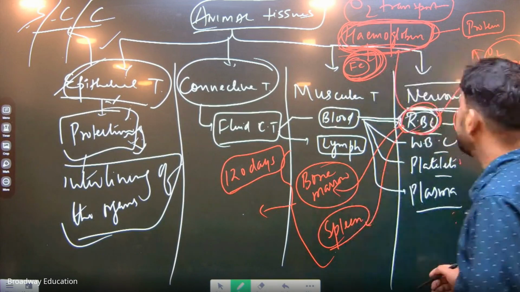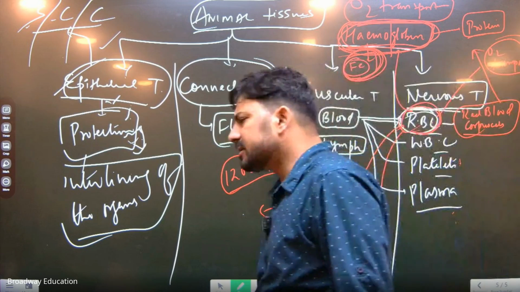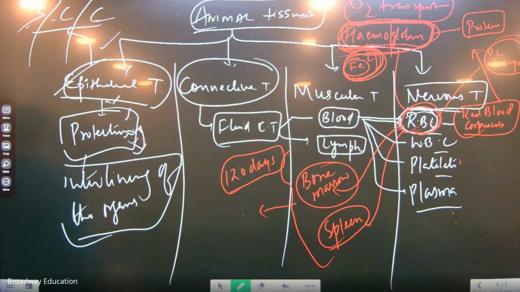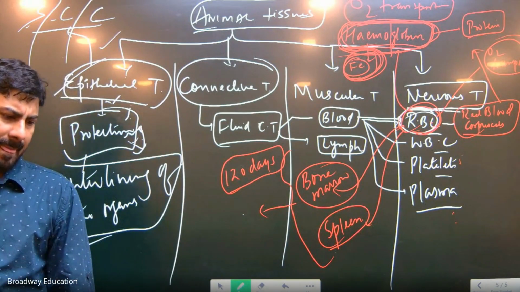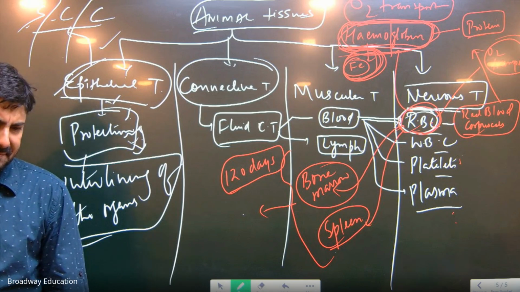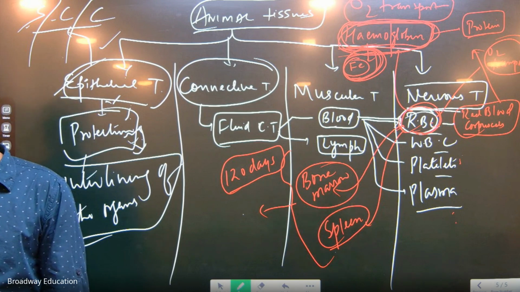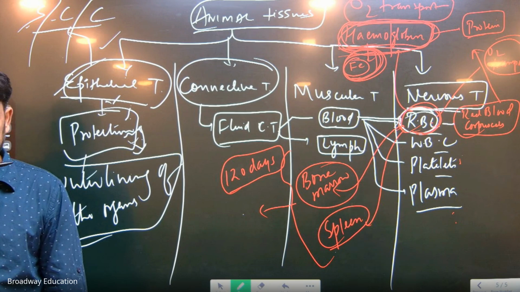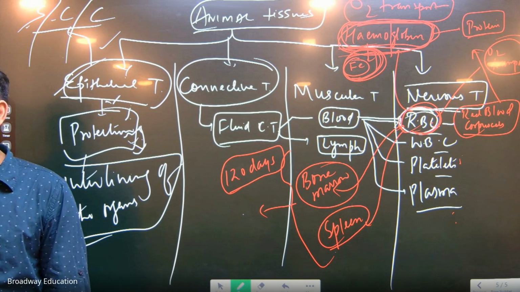Okay. Now after this, you can write RBC lifespan is 120 days, and hence write it down. The RBC's lifespan is 120 days, and hence these bloods can be transfused or used within 4 months.